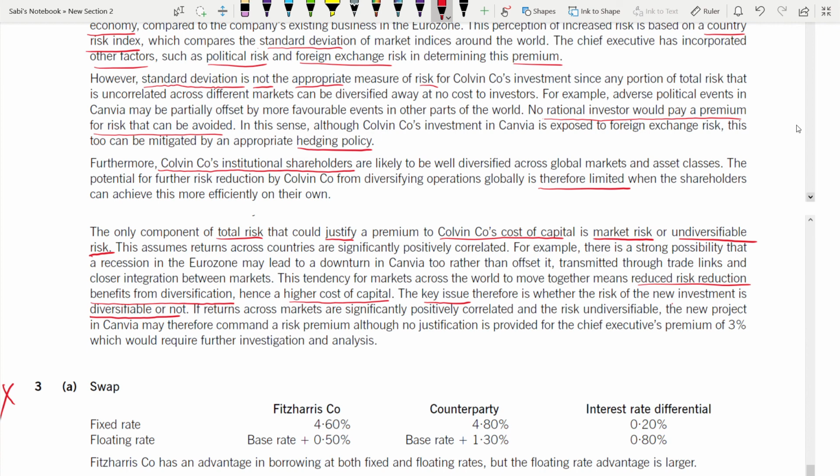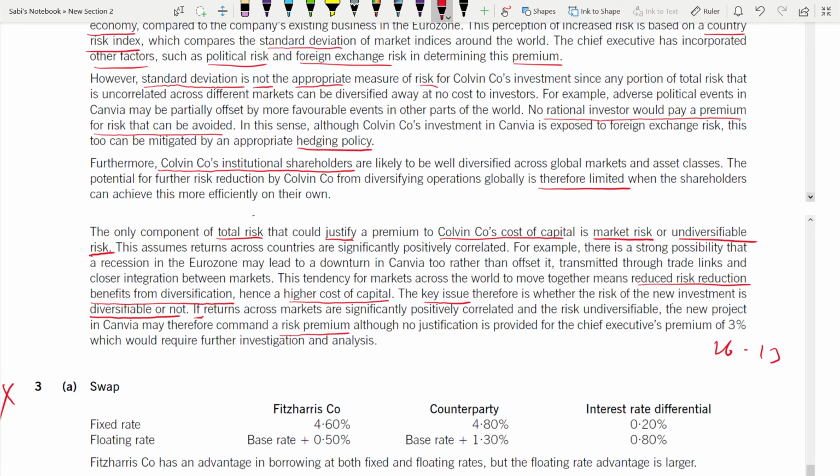If you have to give a possible answer in this case: if returns across markets are significantly positively correlated and the risks are undiversifiable, the new project in Canada may therefore command a risk premium. Yes, if it is positively correlated, go for risk premium. Accept it. But although no justification is provided for the chief executive's premium of 3%, because 16 minus 13 is 3%, which would require further investigation and analysis.